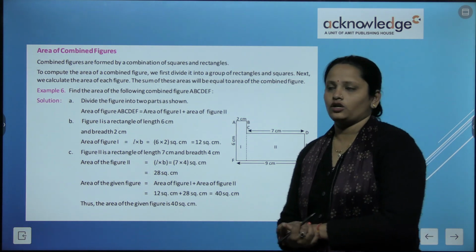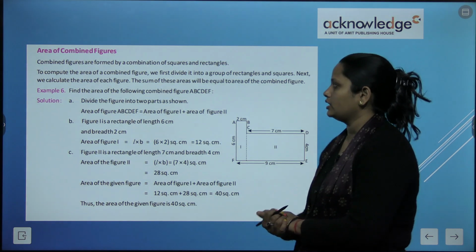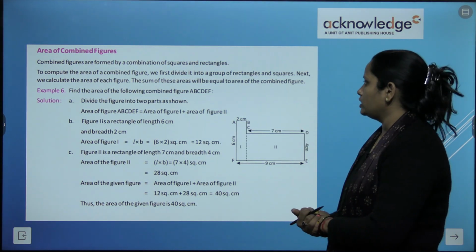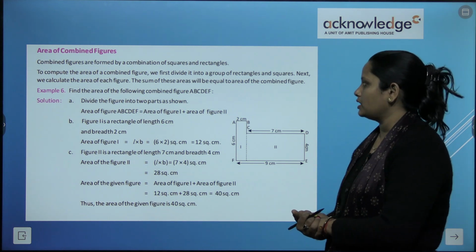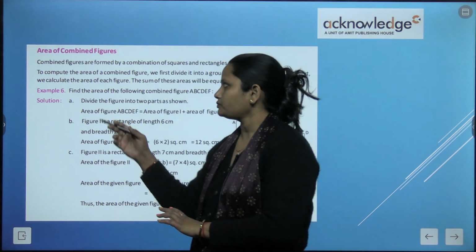Next we calculate the area of each figure, और फिर हम धीरे धीरे हर एक फिगर की एरिया को कैलकुलेट करते हैं. अब क्या करते हैं? The sum of all the areas will be equal to the area of the combined figure. ये जो सम है इन सब एरियाज का वो कंबाइंड फिगर के इक्वल होगा.